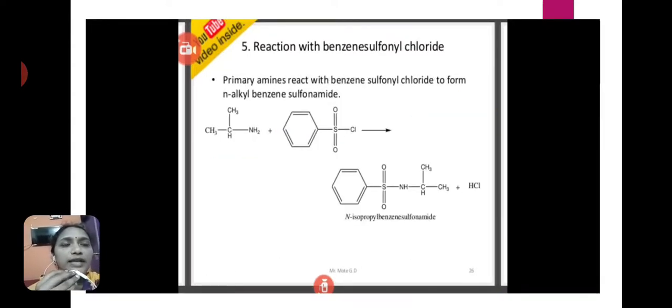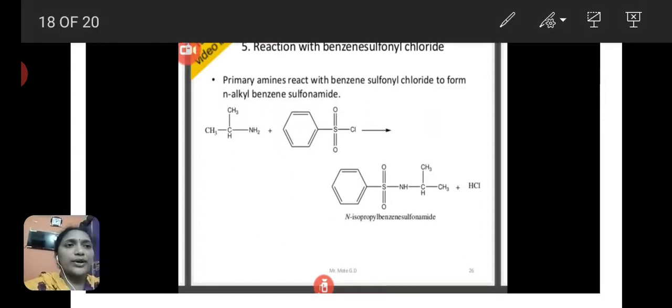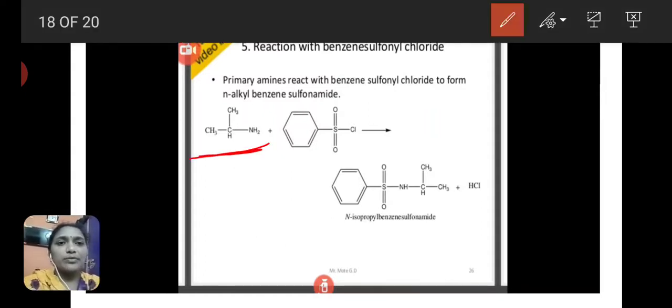Next is reaction with benzene sulfonyl chloride. Primary amines react with benzene sulfonyl chloride to form N-alkyl benzene sulfonamide. When amines react with benzene sulfonyl chloride, N-alkyl benzene sulfonamides are formed. Here we are taking the amine 2-propanamine to react with benzene sulfonyl chloride. This is the primary amine.